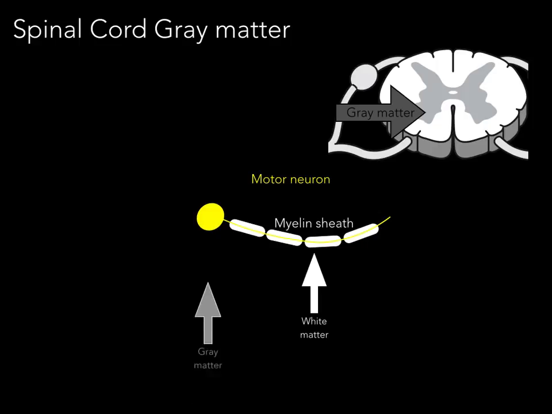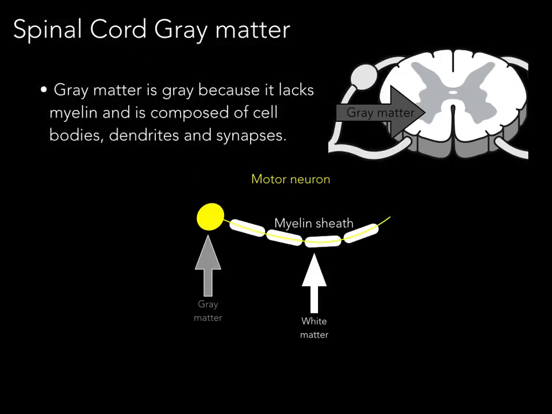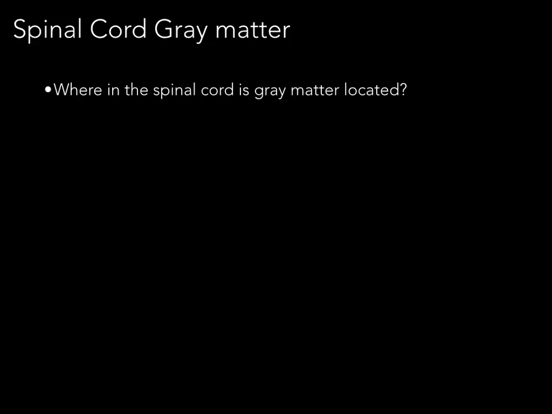And then the part that consists of cell bodies, dendrites, and synapses is really just gray matter because it's not white. So it's really off-white matter, so we call it gray matter. Therefore, gray matter is gray because it lacks myelin and is composed primarily of cell bodies, dendrites, and the synapses.